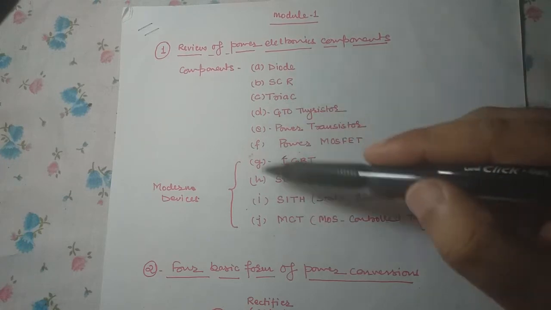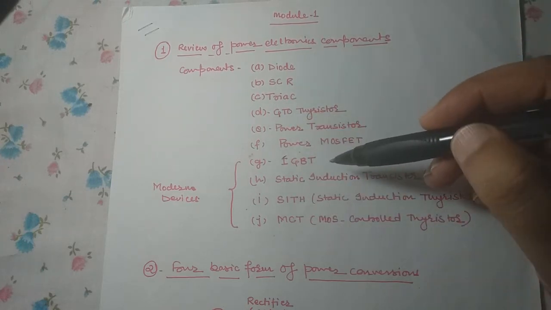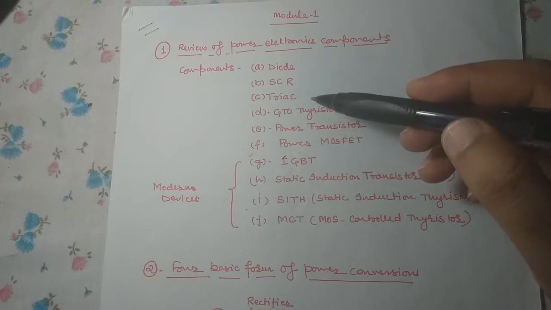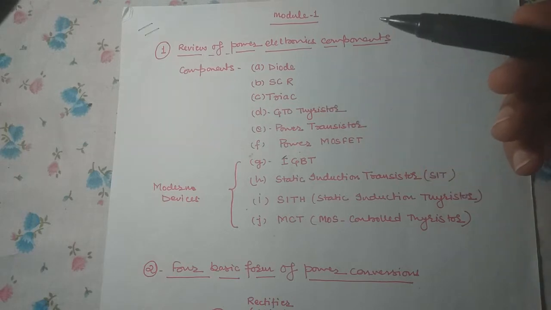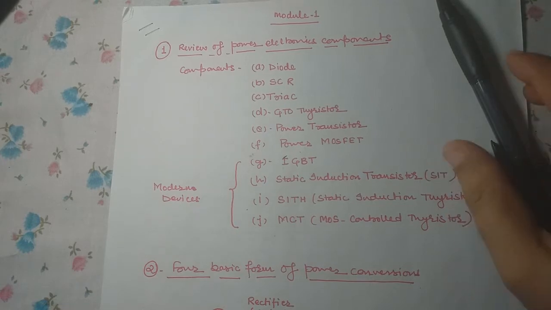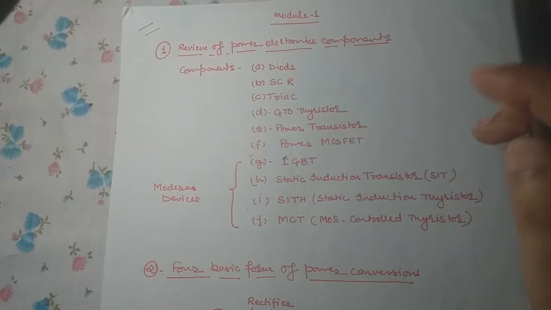Before these devices, we were using glass valves as switches for our electronics applications. Later, in the 1970s, we were introduced to these power electronic devices, and through various stages of development, now we are using modern power electronic devices.